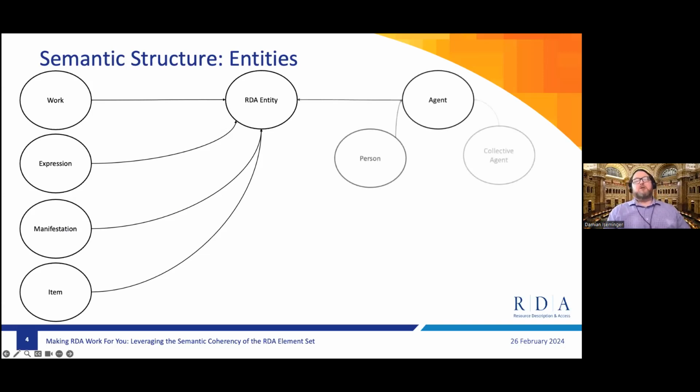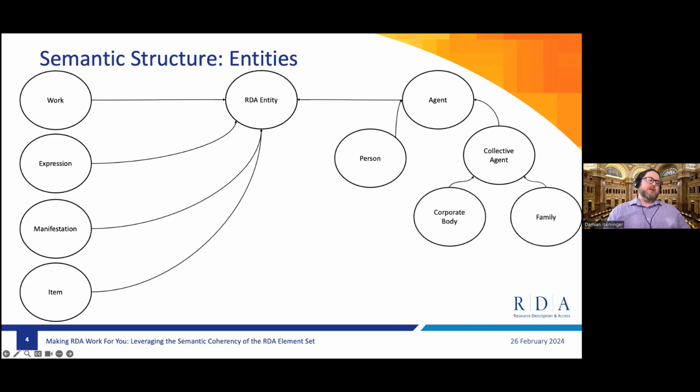Then we have this group of entities, and we call these the agent entities. So agent is an entity subtype of RDA entity. And then underneath agent, we have its various entity subtypes. There's person. Then we have collective agent, which is broken down into corporate body and family.